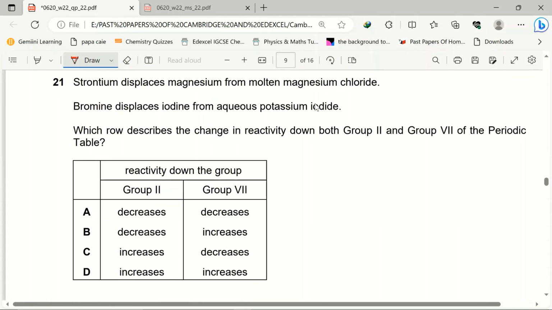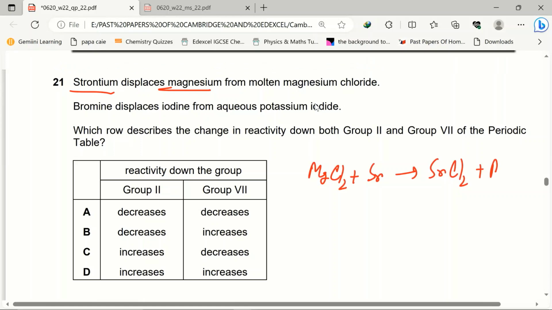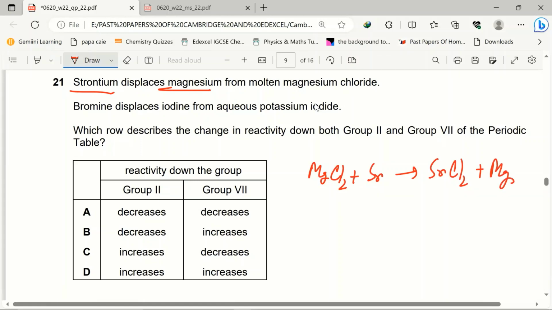Question number 21, strontium displaces magnesium from molten magnesium chloride. Okay, great. So magnesium chloride here and strontium is reacting. So strontium chloride should form and magnesium should be displaced. That is what is happening.